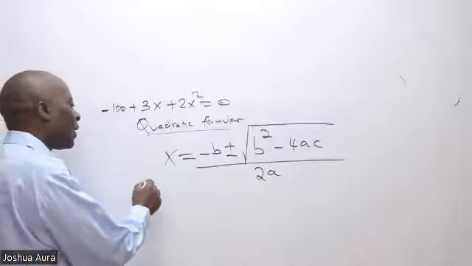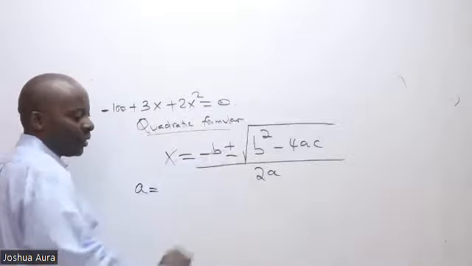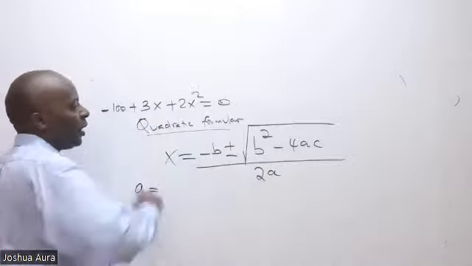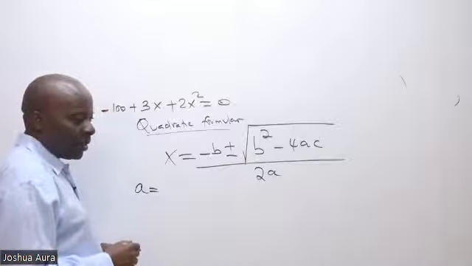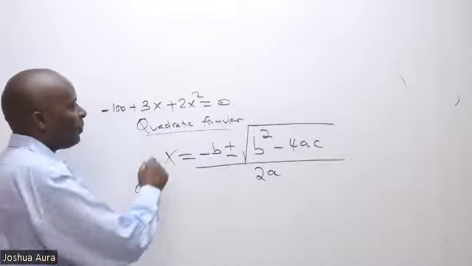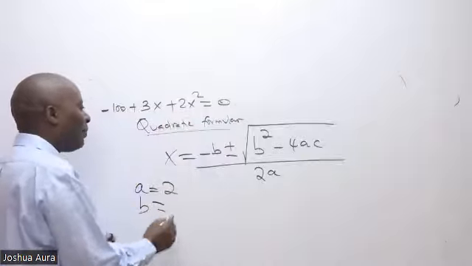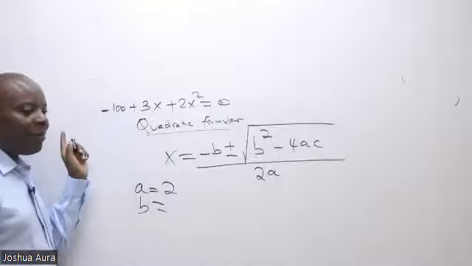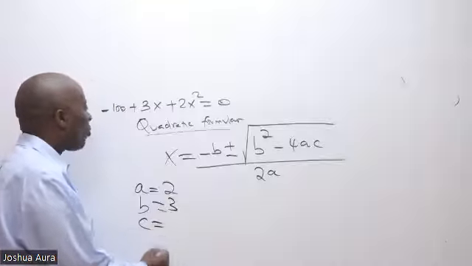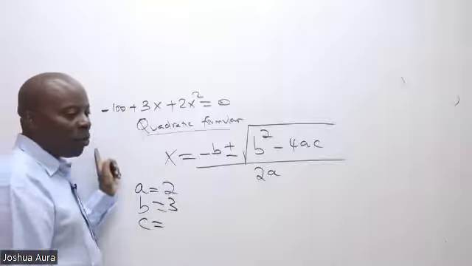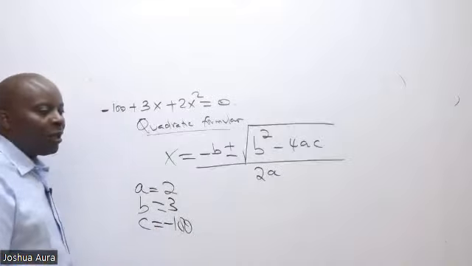If that is the case, then can somebody give me the value of a from this? A is the natural partner of x squared. The number that comes before x squared is 2. B is the number that comes before x, which is 3. C is the constant term, which in this particular case is minus 100.